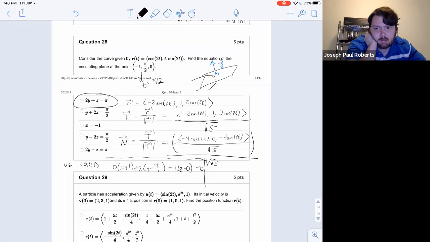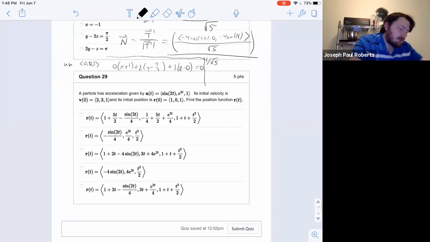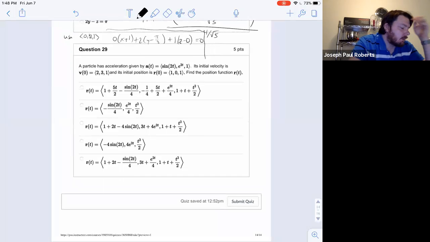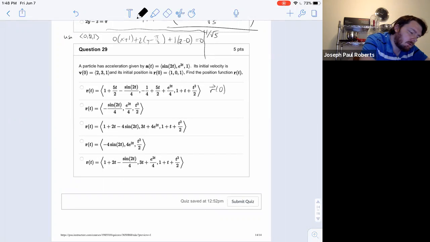All right, and then last question, particle-wise acceleration, given by that. Find the position. So a lot of people miss this. I think we were just being sloppy with everything being 0 at 0. Again, this is a type of question that you could pretty quickly check. So if I plug in r of 0, I want that to be 1, 0, 1.